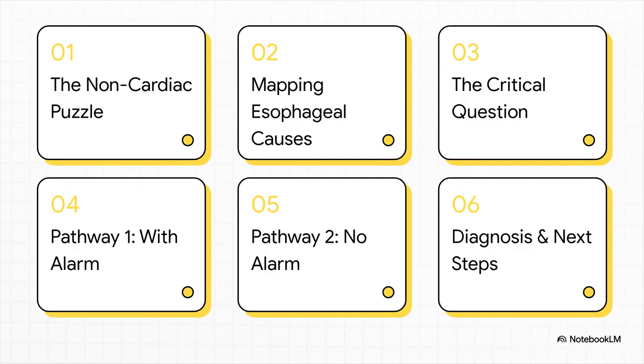So here's our game plan. We're going to start by mapping out all the potential esophageal causes. Then, we'll hit the single most critical question that defines our entire approach. From there, we'll walk through two very different pathways, one for patients with alarm features and one for those without. And we'll wrap up with the diagnosis and next steps for those trickier cases.